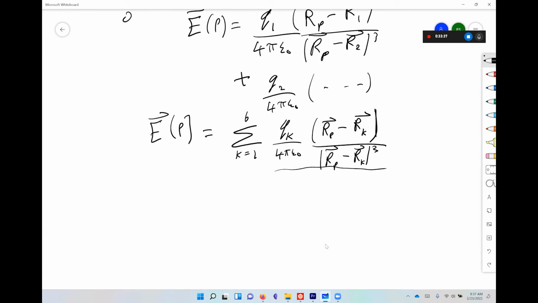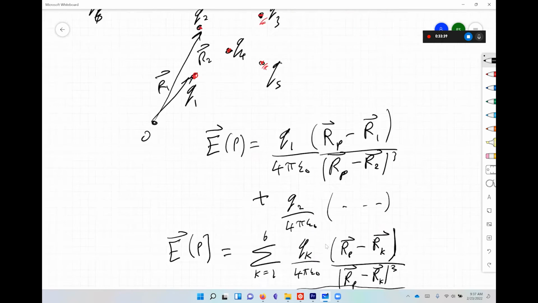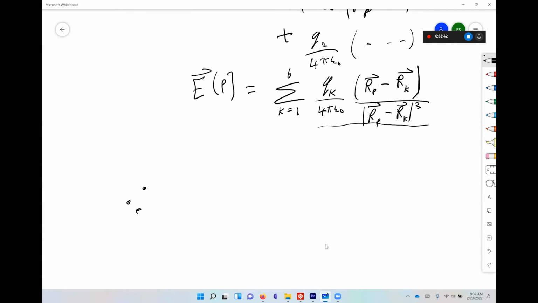Okay, it doesn't matter that I wrote in 6 charges. What if I have 1,000,000 charges? That's fine, I have 1,000,000 terms here. What if I don't have point charges? What if I have a distribution?